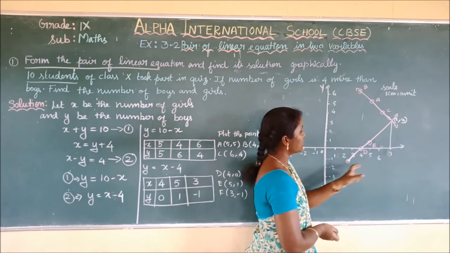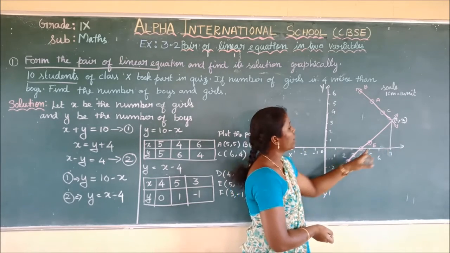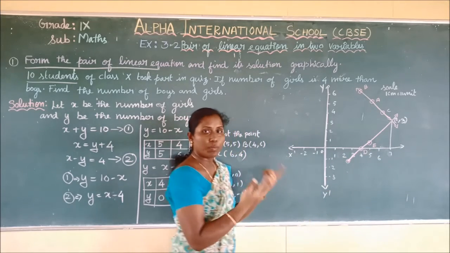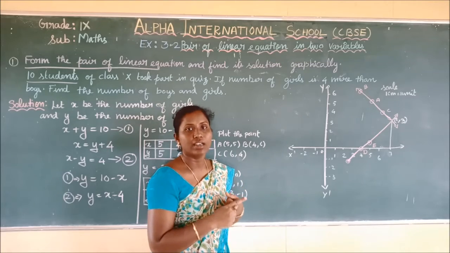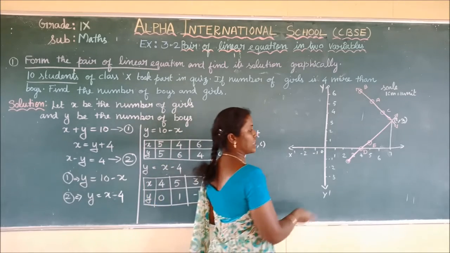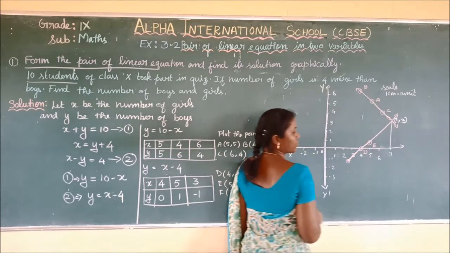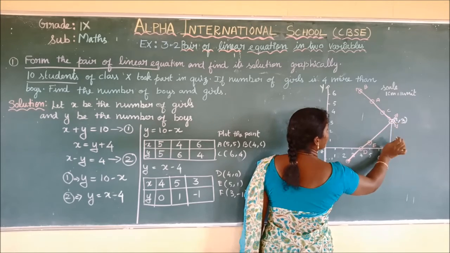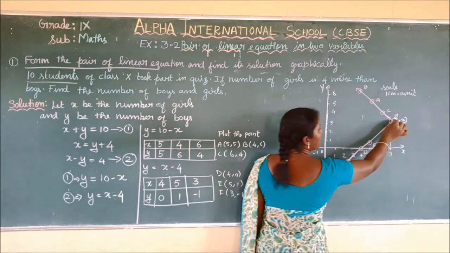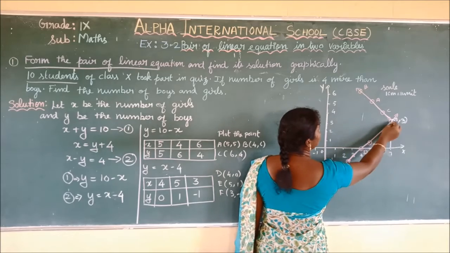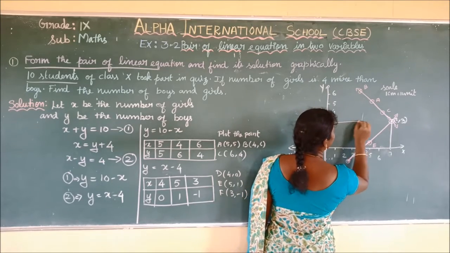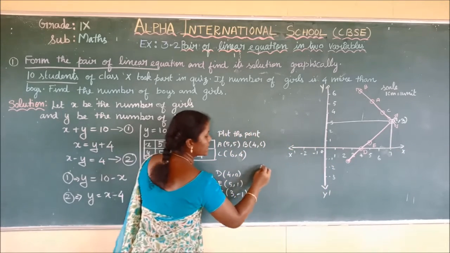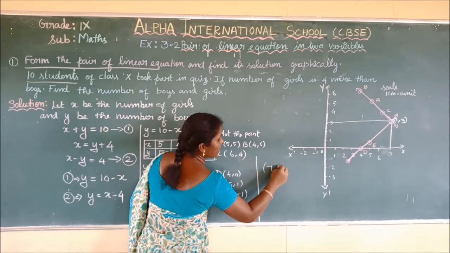Whenever we get 3 values but the lines are not intersecting while drawing the graph, we know that if we extend the graph, the lines will surely intersect. Just extend the straight lines of both graphs and identify at which point they intersect. See here, the graph intersects at 7 comma 3. That is the solution, 7 comma 3.